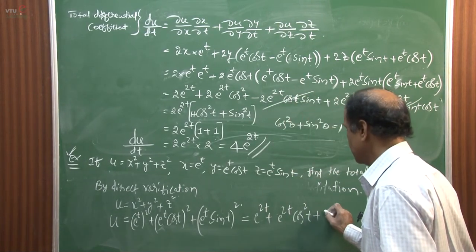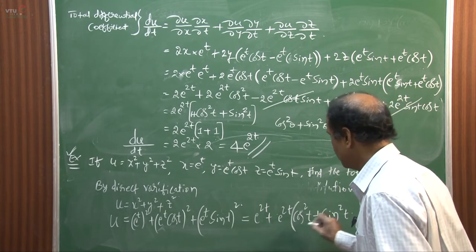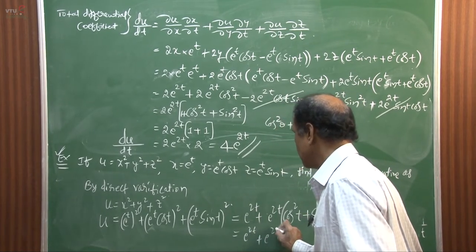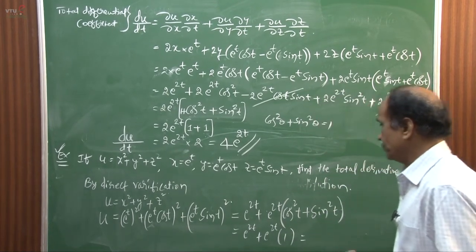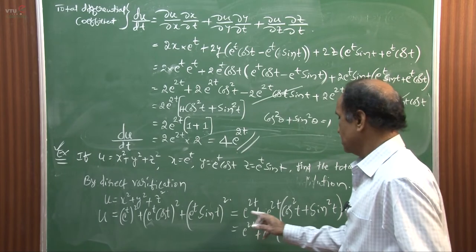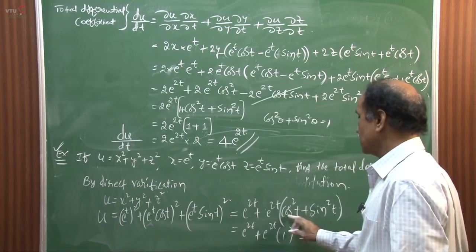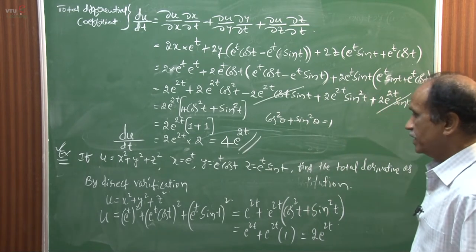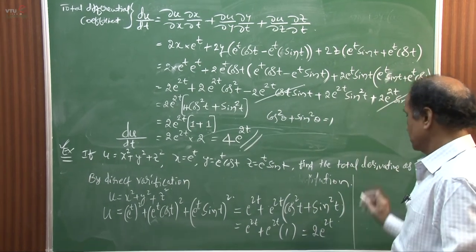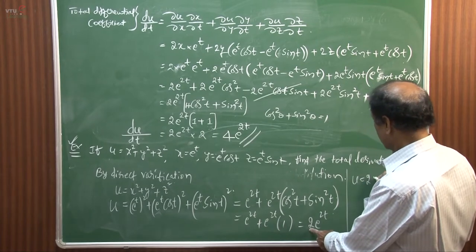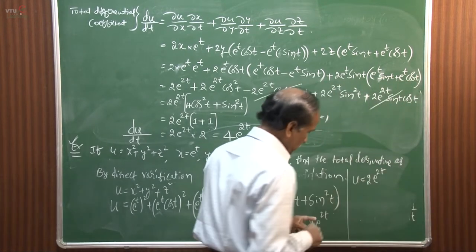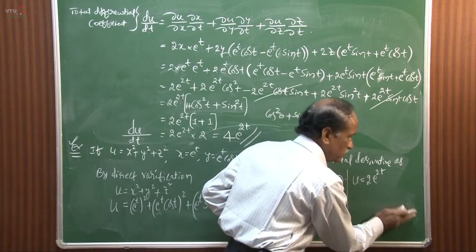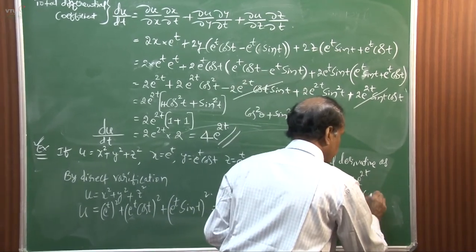sin square t. This will be the common factor, that is e to the power 2t plus e to the power 2t into 1. That is 1 is here, then this is e to the power 2t, and cos square theta plus sin square theta is equal to 1. That is 2 times e to the power 2t. Then what is this value? That is u equal to 2 times e to the power 2t. This is the value of the given function, that is u as a dependent variable, 2 times e to the power 2t. So this becomes u is a function of t, that's all.